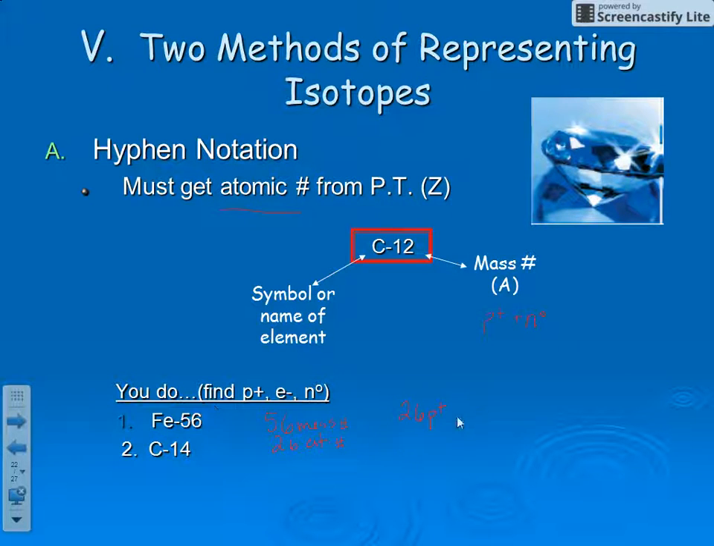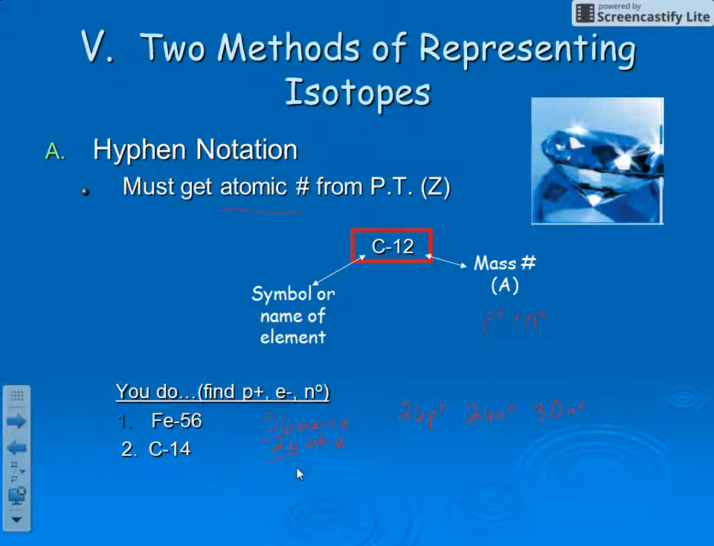Since there's no charge, it also has 26 electrons. And to get the number of neutrons, you're going to say 56 minus 26 to get your neutrons. So 56 minus 26 is going to give you 30 neutrons.